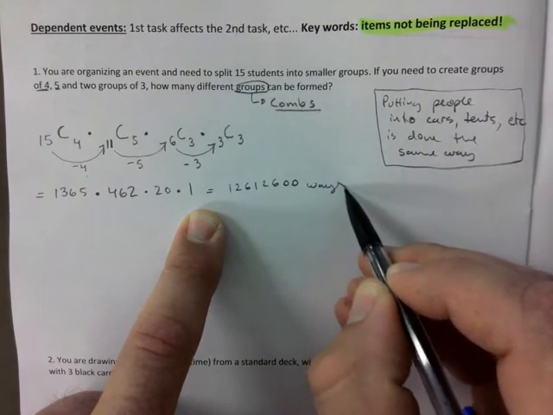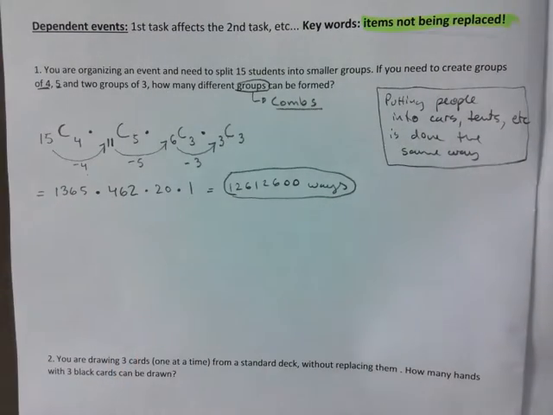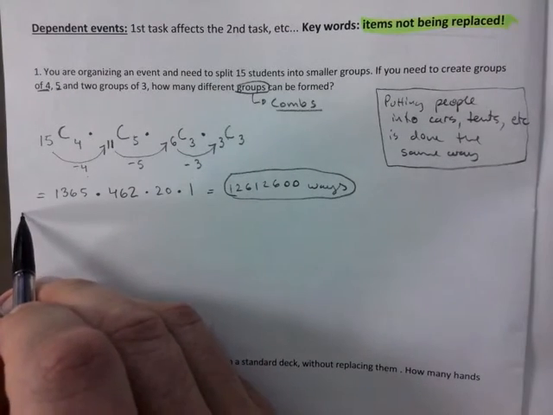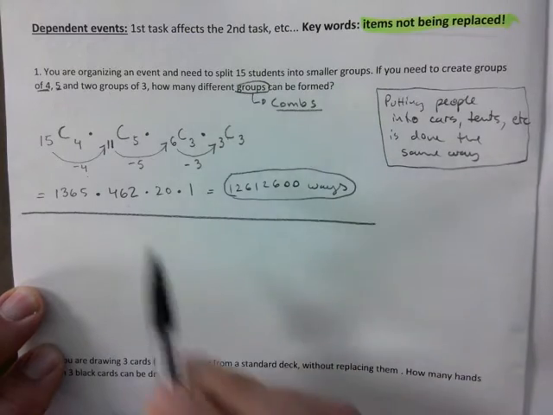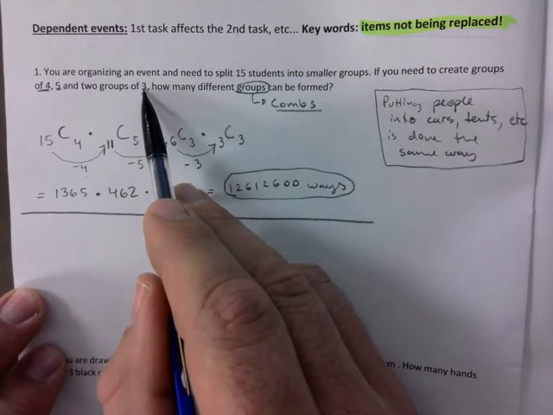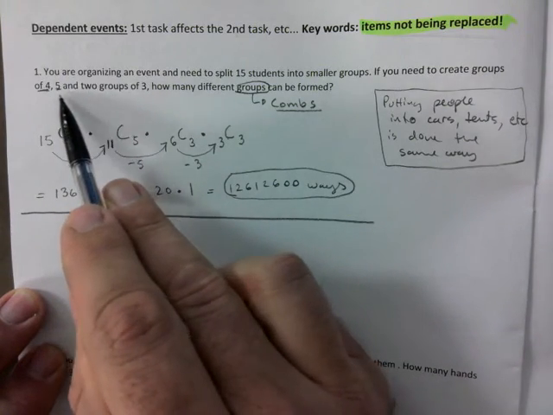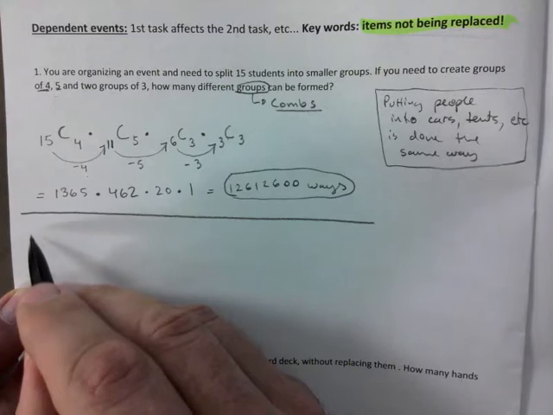Ways. You can make this many different combinations of students. But what about this? Let's say you're like, well, what if I had started with the groups of 3 and then worked my way this way? Do you think you get the same answer? Let's try that.